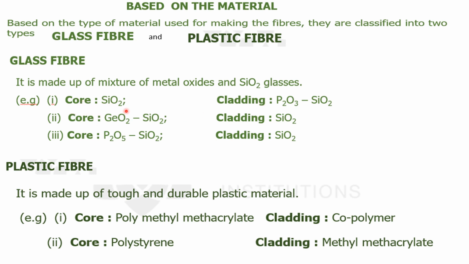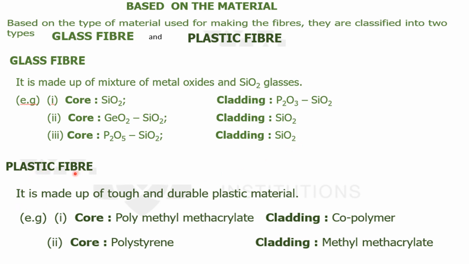If core is made up of SiO2, then the cladding will be a combination of P2O3 with that of SiO2. Then if core is made up of GeO2 along with SiO2, then cladding will be made up of simply SiO2. If core is made up of P2O5 and SiO2, then cladding is made up of SiO2.